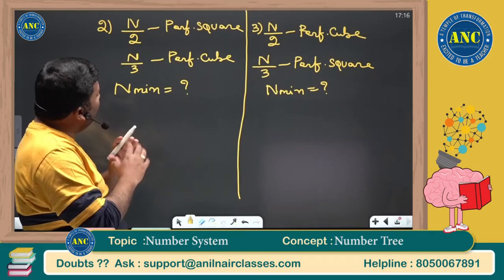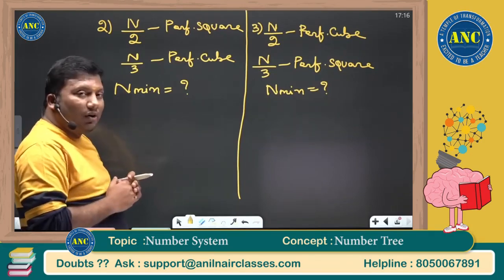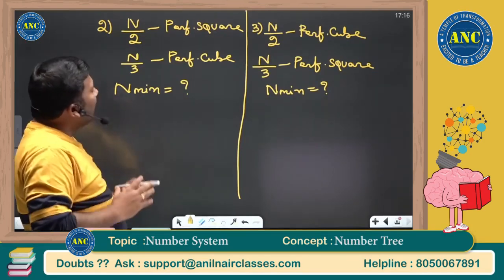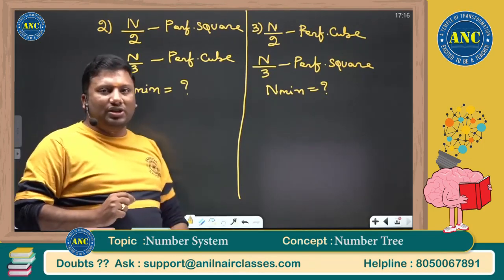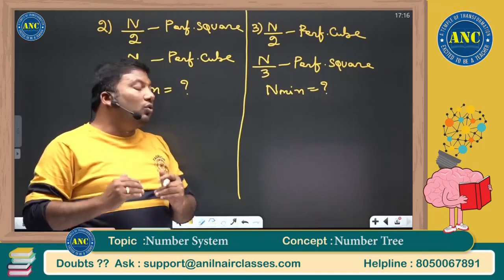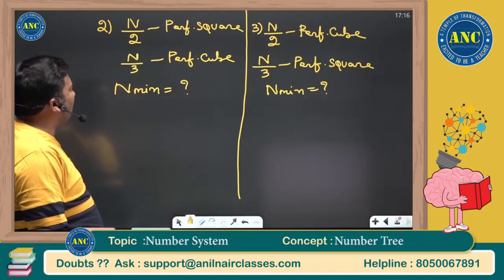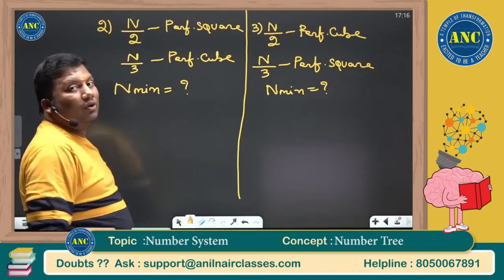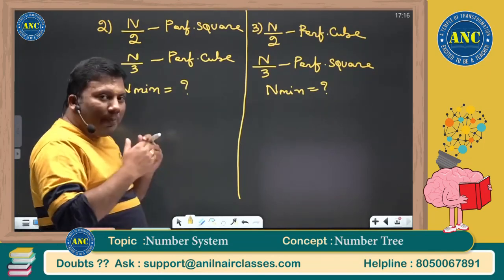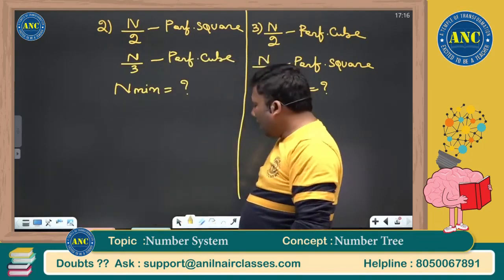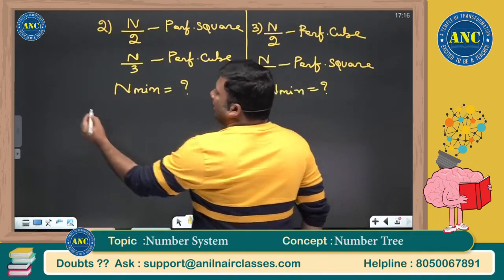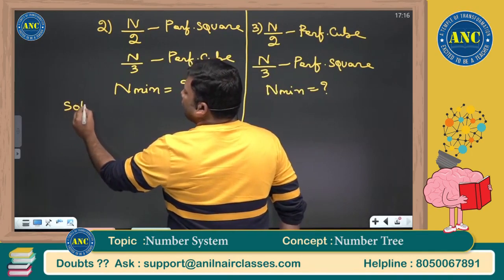The first thing we will do is understand the question. n by 2 is a perfect square. There is a natural number n. When you divide it by 2, it becomes a perfect square. The same natural number when you divide by 3, it is a perfect cube. What can be the minimum value of that natural number?